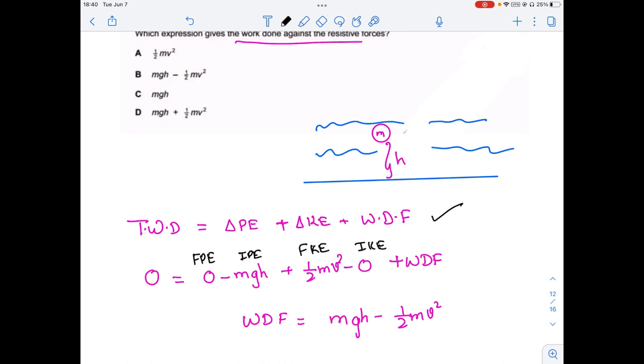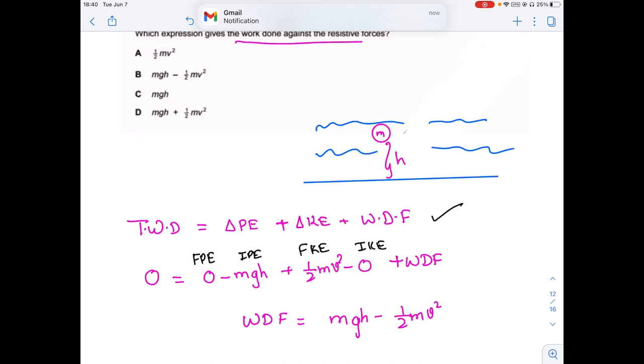So if at all you use this formula, remember the work energy principle formula: total work done is equal to delta PE plus delta KE plus work done against friction. You need not worry about the symbols. The symbols will be taken care of on their own. This is the most beautiful method of doing it, the work energy principle, which you may not be able to see in the other videos.